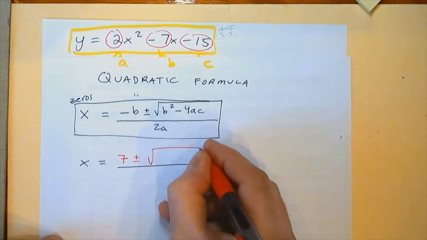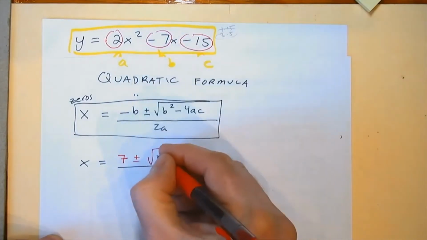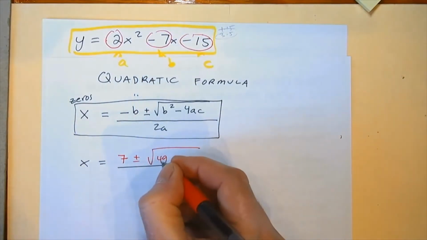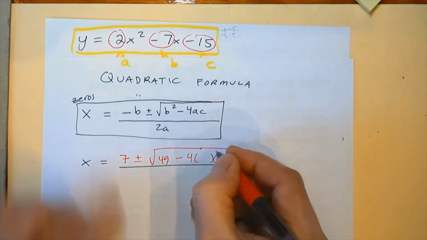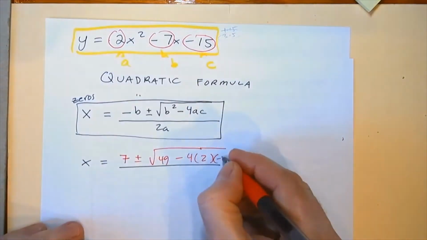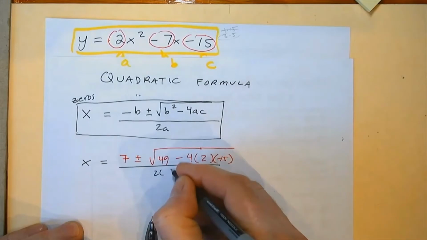Plus or minus, big square root, square this right away. Who cares if it's negative? When you square, a negative times a negative is a positive. Always positive. You put a negative, you're wrong. Subtract 4, A and C. A is 2. C is -15. Okay, all over 2 times A.